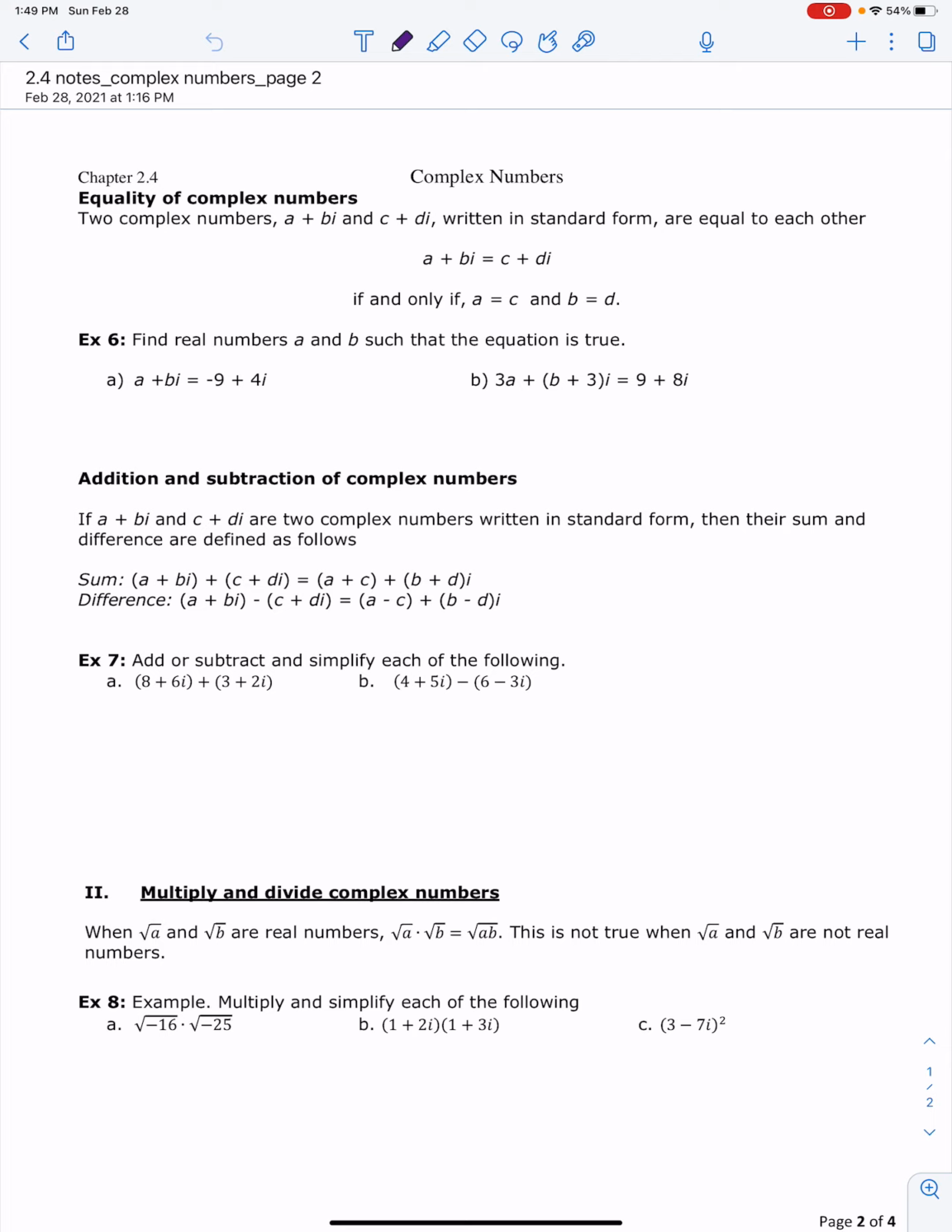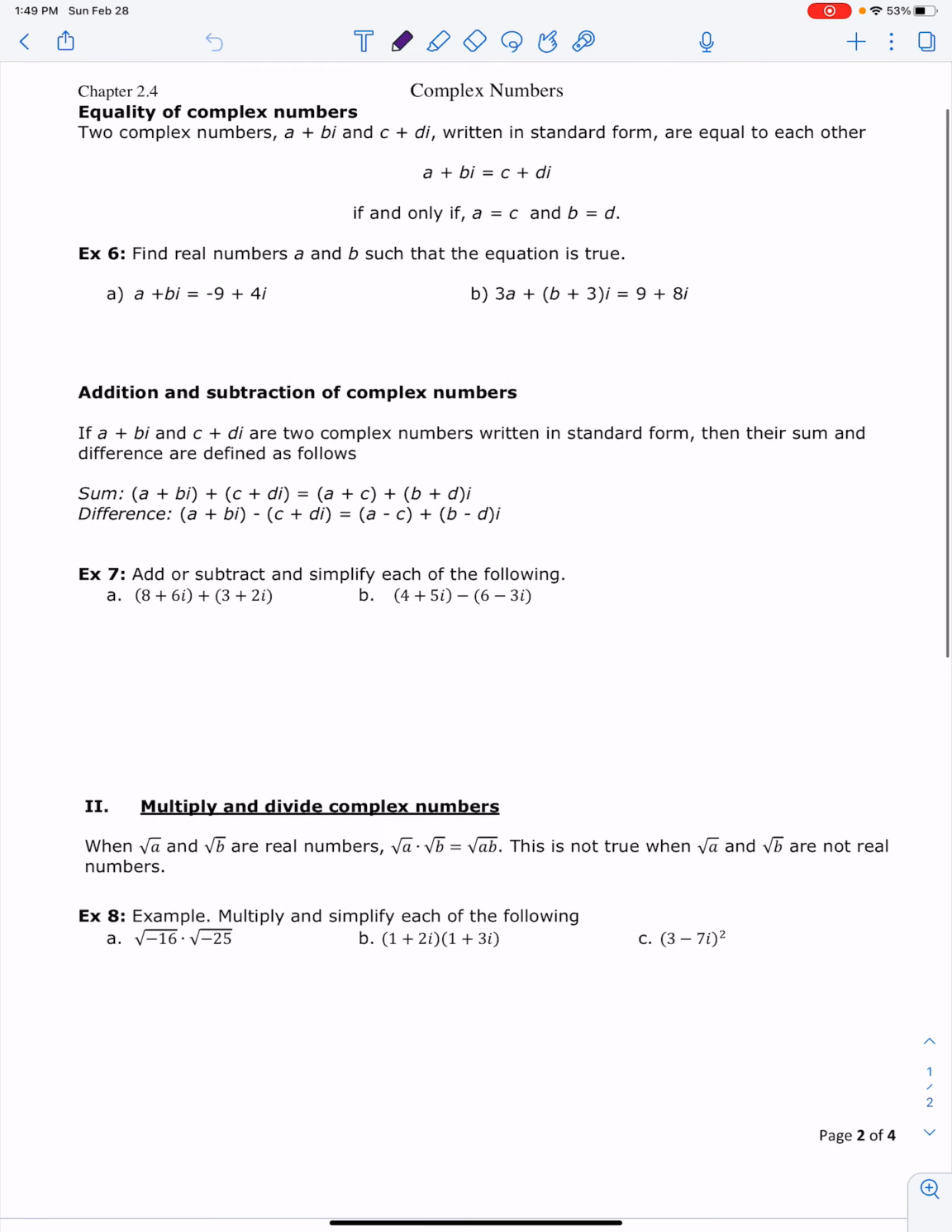So, two complex numbers written in standard form like we have them here, a plus bi, c plus di, are only equal to each other if the real parts are equal and the imaginary parts are equal. So for example 6a, we want to solve for a and b. Real part has to equal real part, imaginary part has to equal imaginary part. For b, this one gets a little more involved.